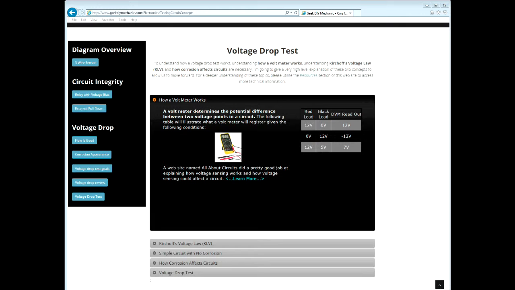The third example is an example of placing the red probe on battery positive and the black probe on any 5-volt reference, resulting in a potential difference of 7 volts. To learn more about voltage sensing, how voltage sensing works, I suggest visiting the All About Circuits website. Clicking on the Learn More link will take you to this website, allowing you to get into more detail.